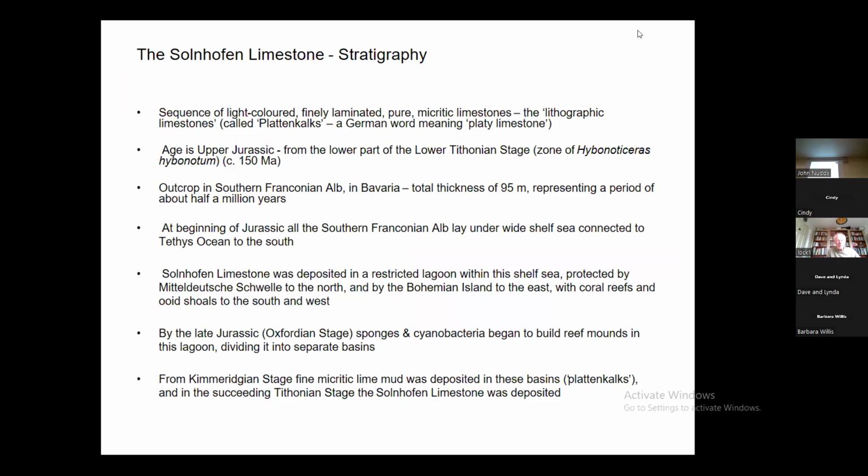So we've got these fine-grained geometric limestones. We use this term platten calk, a German word meaning platy limestone. Age is Upper Jurassic, lower part of the Lower Tithonian, Hybonoticeras hybonotum, and they outcrop in the southern Franconian Alb, just under 100 meters, over a period of about 500,000 years.